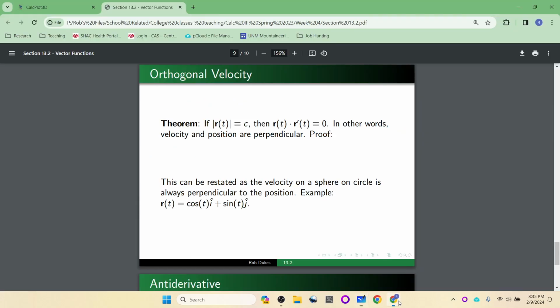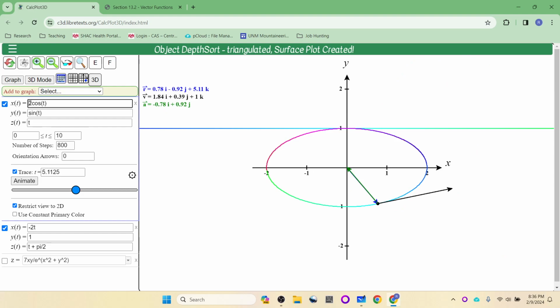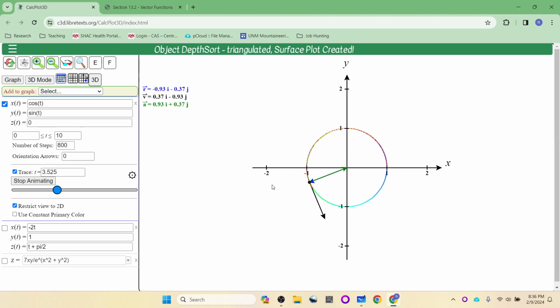And of course, you can look at this visually. Let's do a 2D plot. This one is set as an ellipse, but let's make it a circle. And if we do the animation, you can see the position and the velocity. The position and velocity are at a right angle to each other all the time. So this is a really meaningful idea for talking about orbits. When you're orbiting a satellite, it's always going to be moving tangent to its orbit.